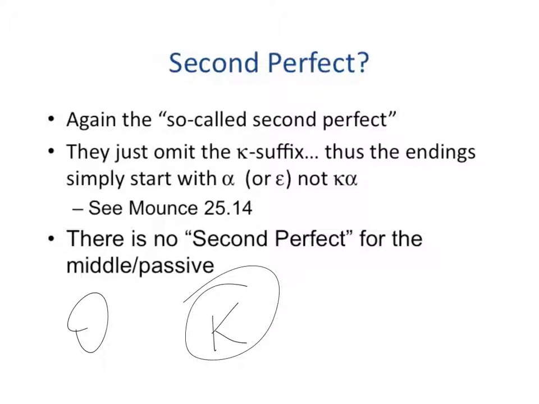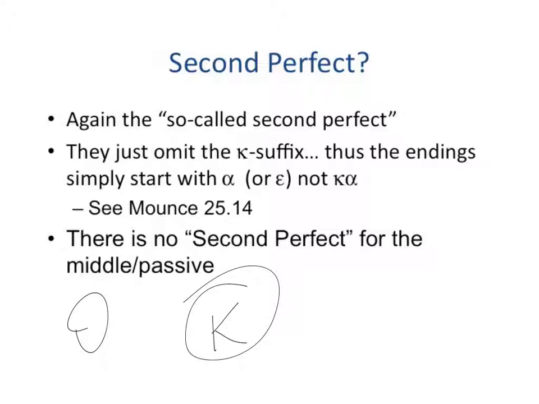So just be aware that a kappa might drop out, and a good clue on if a word is perfect, if the kappa has dropped out, still look for that reduplication. If that reduplication happens, but you don't have a kappa, good chance you have a perfect there.